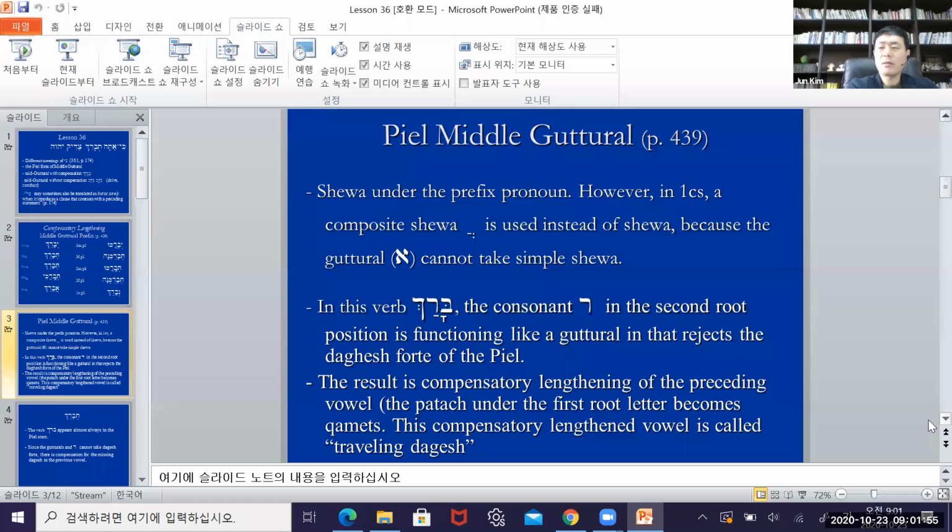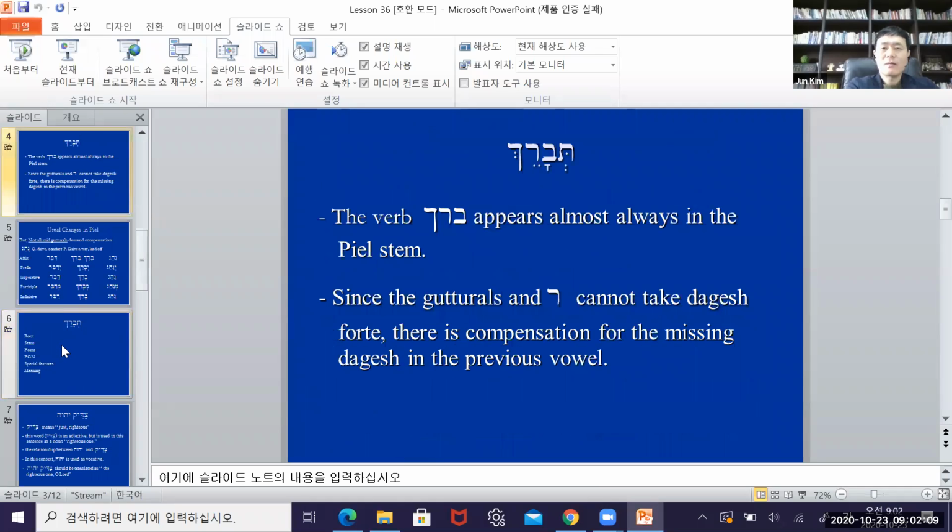Okay, this is the name, traveling dagesh, but it's not really important. It will not appear in your final exam. Just remember what you expect. Okay, lengthening. Let's go.